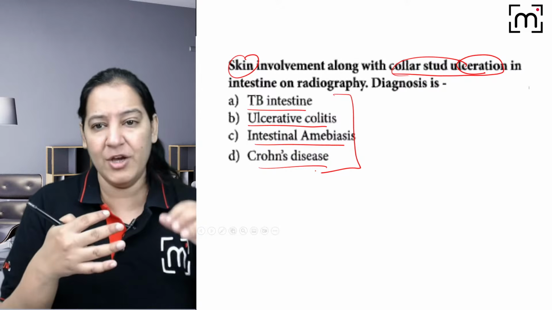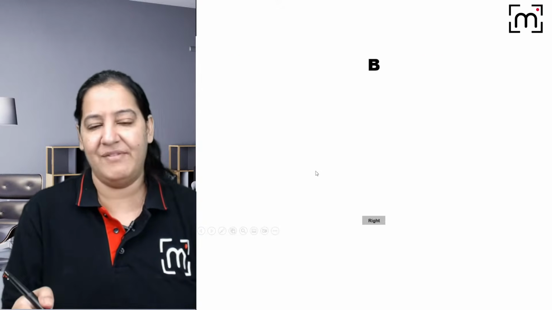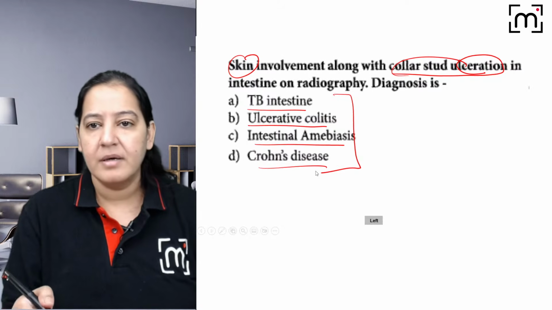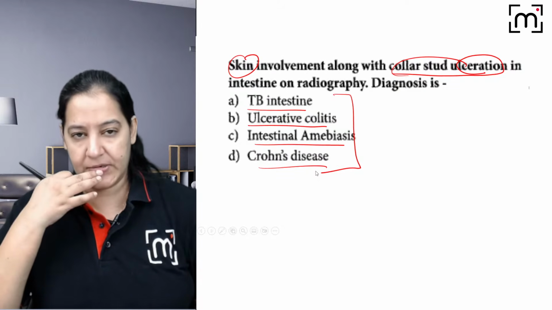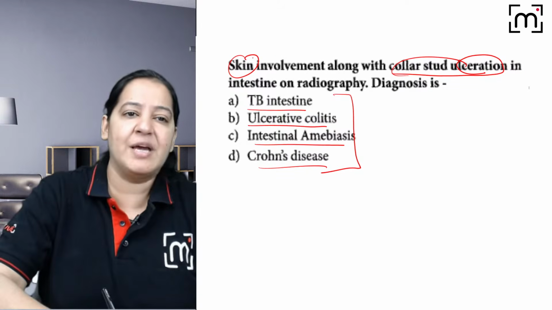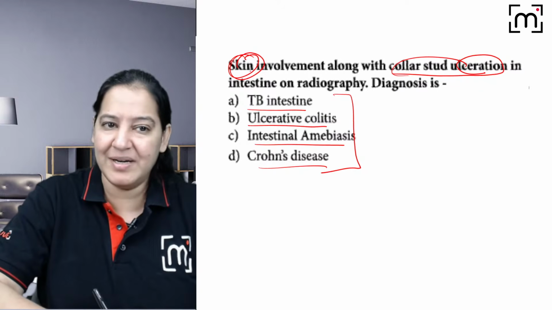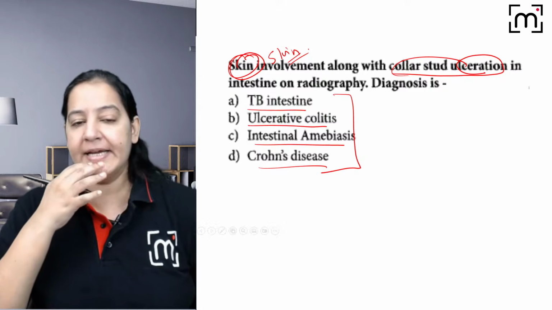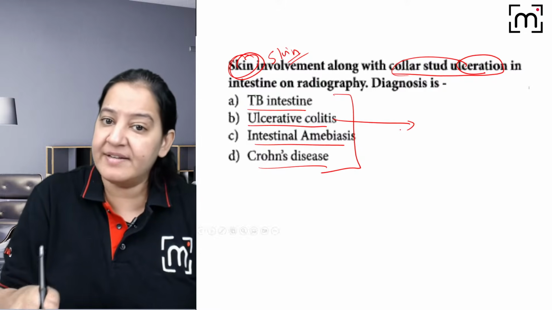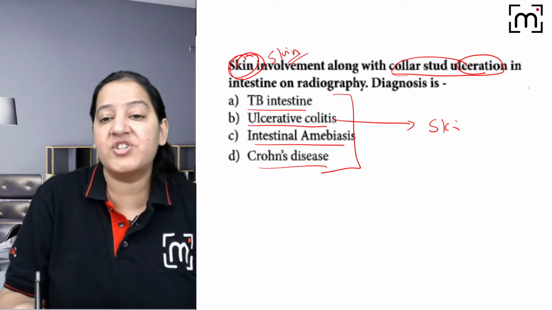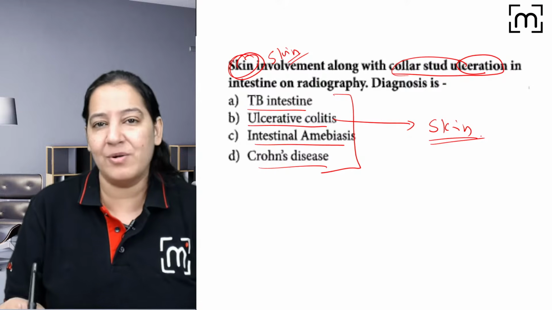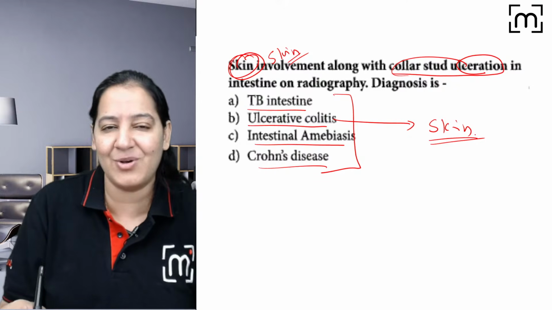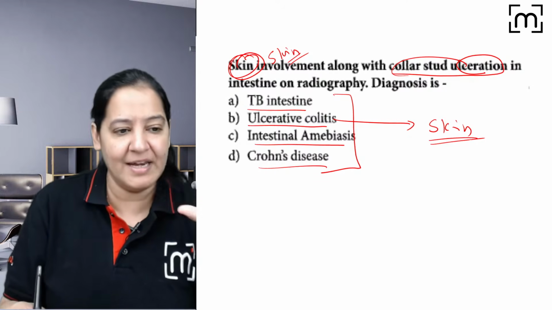So I am telling you, yes, the answer will be D. Yes, very good. The answer, I'm sorry. Collar stud, okay, skin involvement. It was not skip. I misread it. Actually it is not skip. It is skin involvement. Actually in ulcerative colitis, along with the intestine, the extraintestinal manifestation is skin involvement. The skin is also involved. I misread it. I'm sorry.